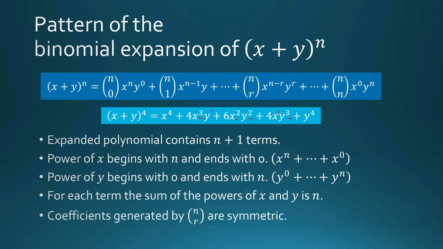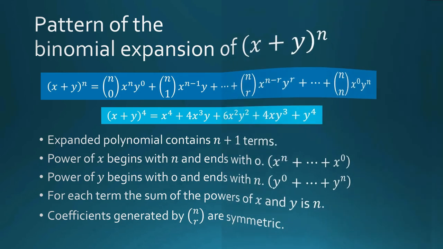Coefficients generated by your combination formula are symmetric. When you say symmetric, it means one is the mirror image of the other across a central line or a central point. So here, 1, 1. Look at the coefficients, 4, 4. And, of course, this one will be your midline.